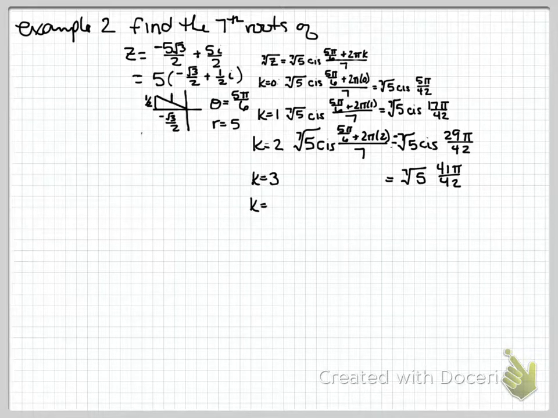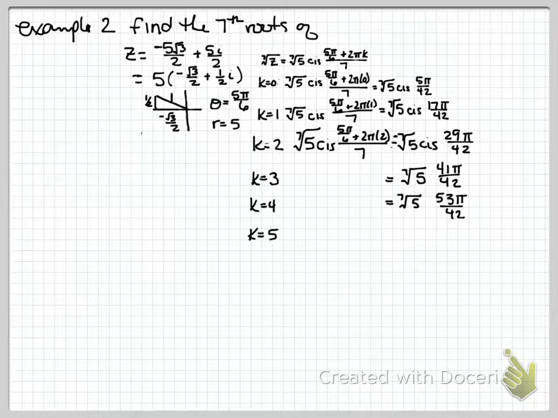For k equals 4. And I'm going to put these all on the same side here so that they're all lined up. 7th root of 5, add 12 again, I get 53 pi, forgot the 3, over 42.